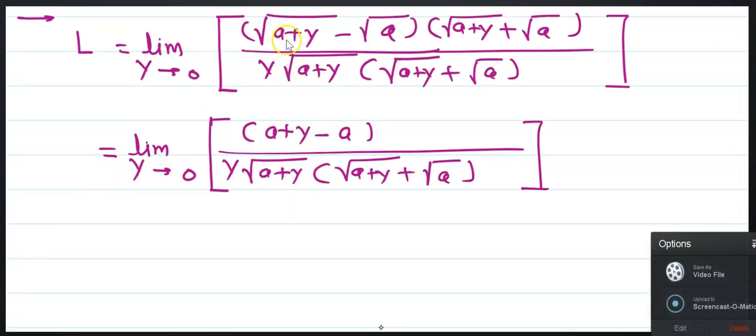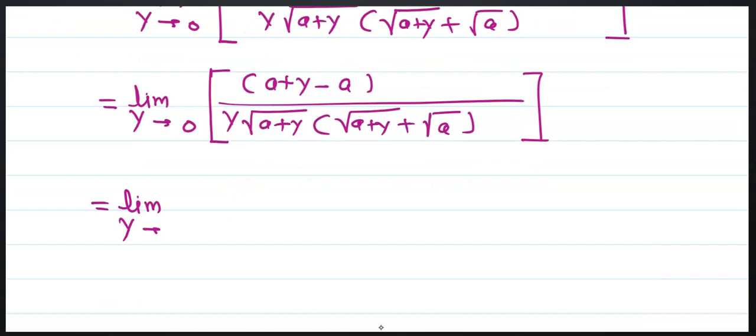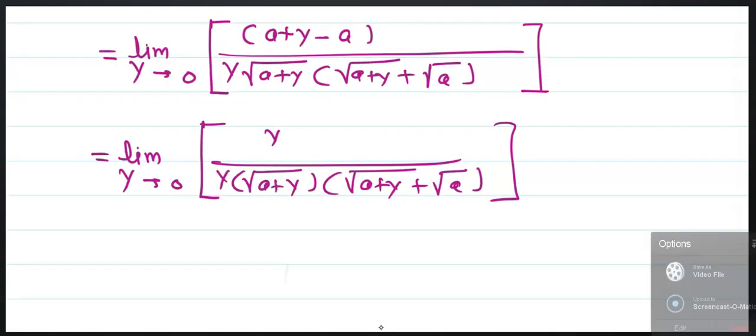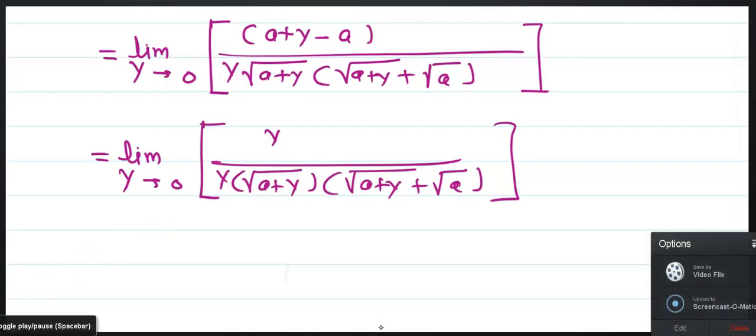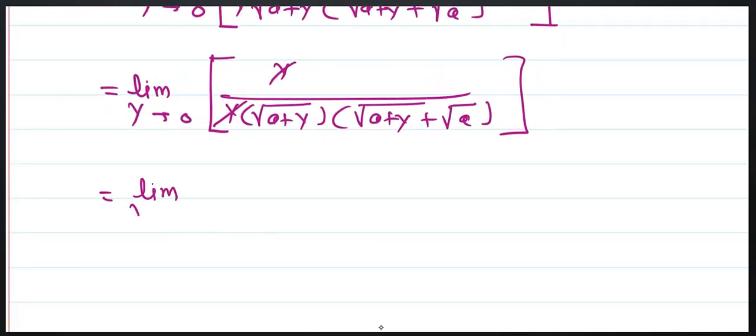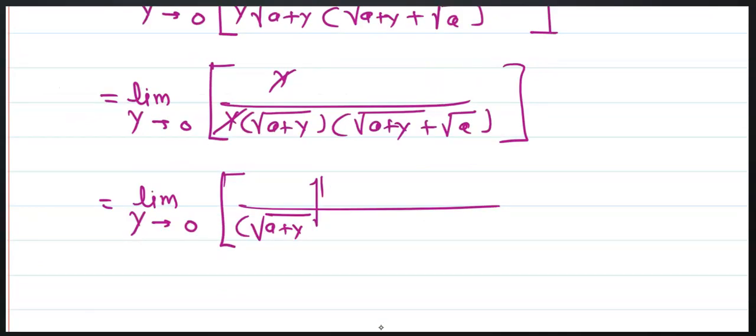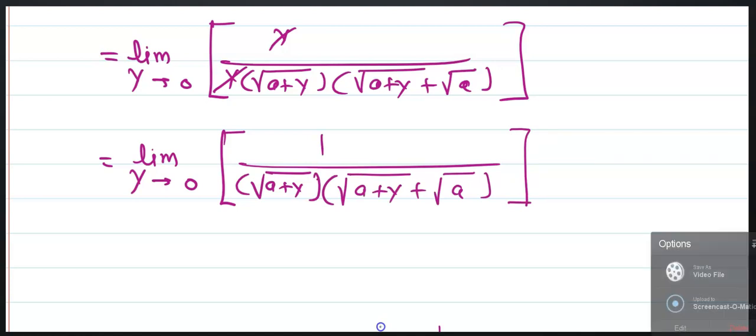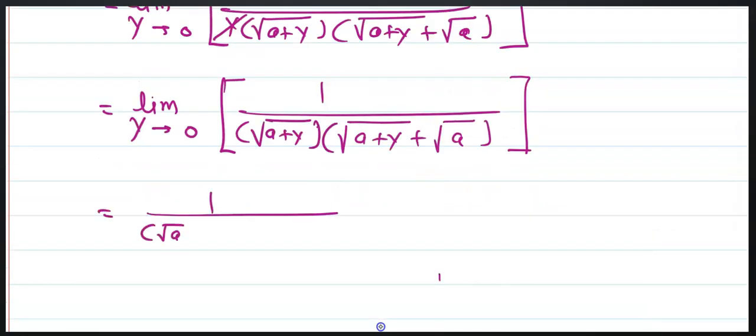Now see this one. The radical sign gets cancelled for this a minus b into a plus b. That forms a plus y minus a. Plus a minus a get cancelled. In the numerator you will get y, and the numerator y and denominator y get cancelled. Now, in the next step, take y tends to 0. As y tends to 0, then you will get 1 upon root a.